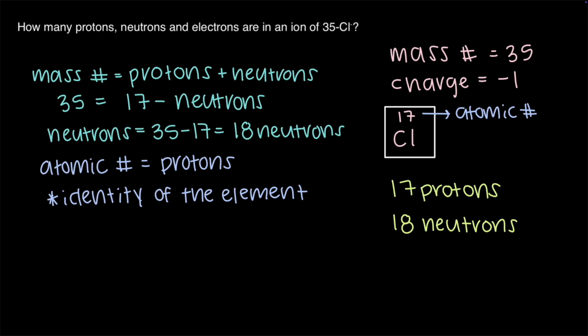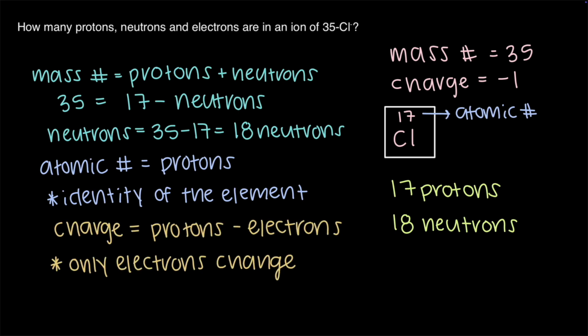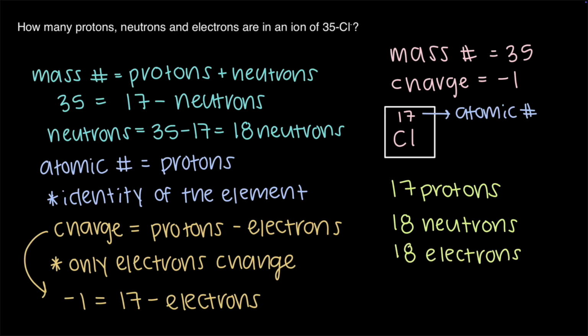To find the number of electrons, we can use the charge equation: charge equals protons minus electrons. -1 equals 17 protons minus electrons, and this will give us 18 electrons. For 35Cl-, we have 17 protons, 18 neutrons, and 18 electrons.